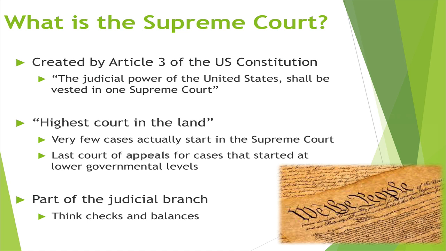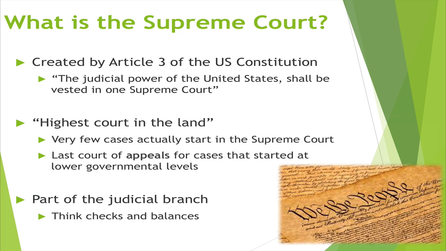We find in other places in the Constitution that Congress has the ability to set up courts that are inferior to the Supreme Court. So basically, the court system beneath the Supreme Court level. So like we said, the Supreme Court ends up being the highest court in the land. And we're going to find that very few cases actually start in the Supreme Court. Some cases that deal with ambassadors or some tax codes or some other types of things may start there.